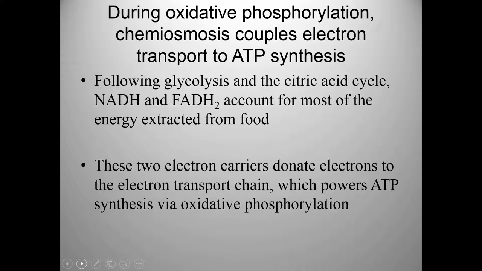So during oxidative phosphorylation, what you're doing is tying together this process of chemiosmosis with your electron transport chain in order to make ATP. Now all this potential energy that we've extracted from, for instance, glucose, is now stored in our reduced electron carrier molecules. So somehow we have to get the energy out of those electron carrier molecules and use that energy to make ATP.